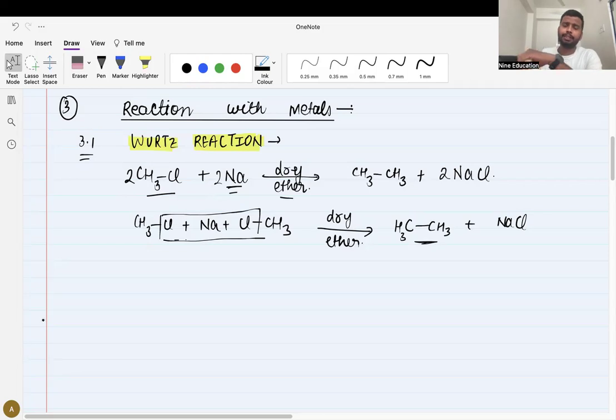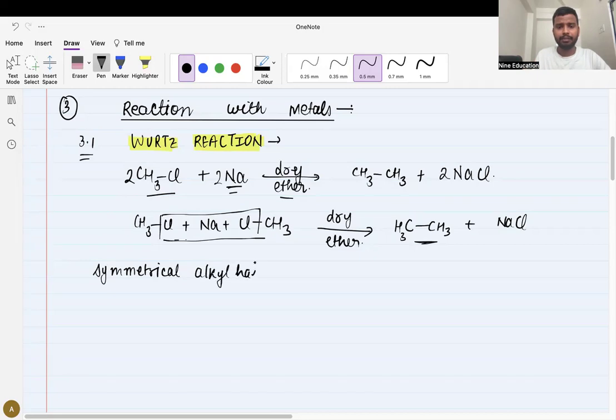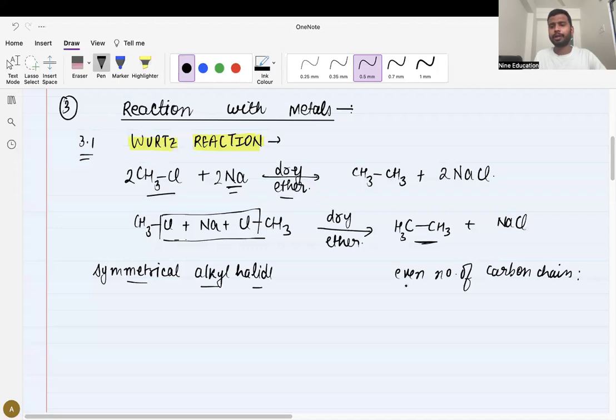So write this. This is for symmetrical alkyl halide. When you have symmetrical alkyl halide, you have a single alkyl halide, you will get even number of carbon chain. मतलब, if you have single carbon here also, दोनों carbon single है, you will get even number है ना, एक का एक 2 हो गया, 2 will be 4, 3 will be 6.